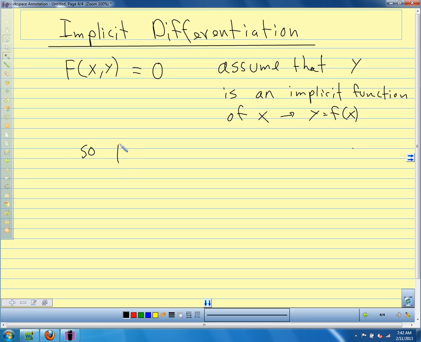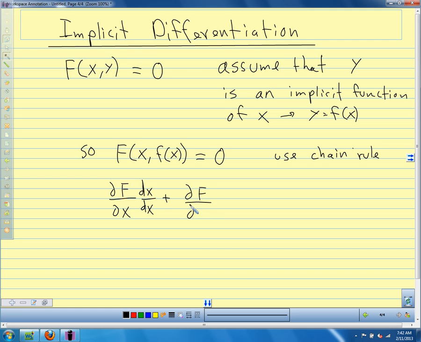So I'm going to say we have capital F of x, f of x equals 0. And I'm going to apply the chain rule to this. Take the derivative. The derivative of 0 is still going to be 0. So the partial of big F with respect to x times the derivative of x with respect to x, plus the partial of big F with respect to y times dy dx, equals 0.